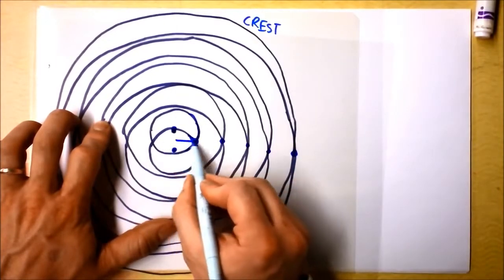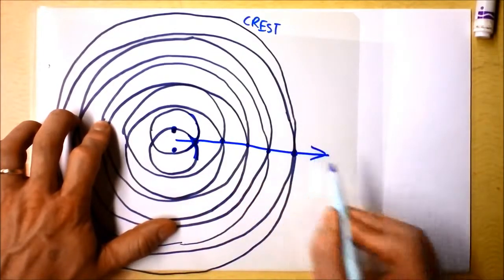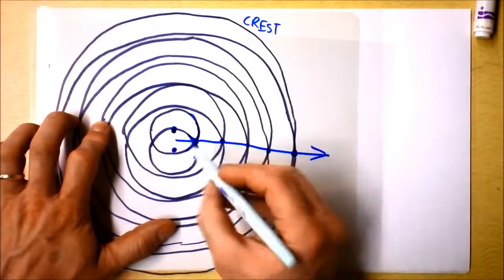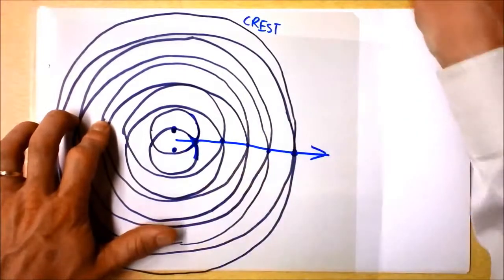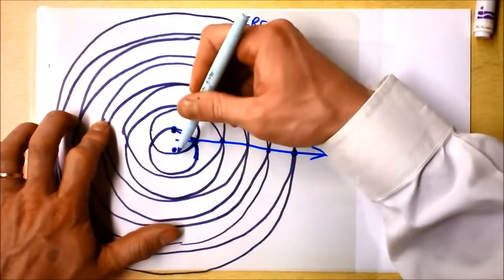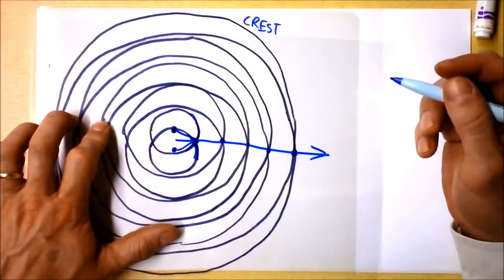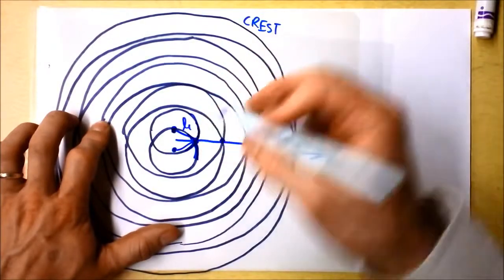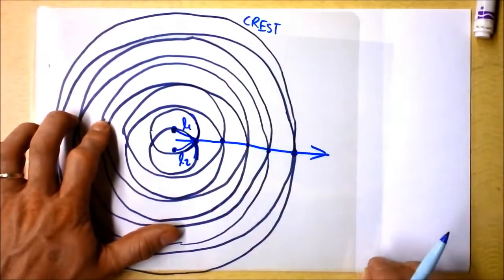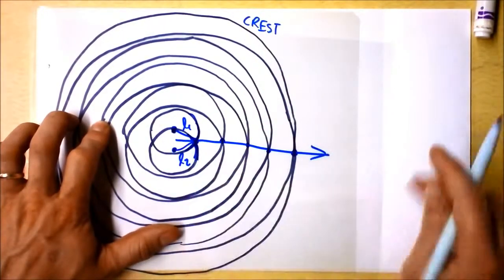Those ought to be in a straight line facing this direction. The cool thing about that is each of these points is exactly the same distance from one source as it is from the other source. I could define these things as L1 and L2. That's the distance from one source and the distance from the other source.